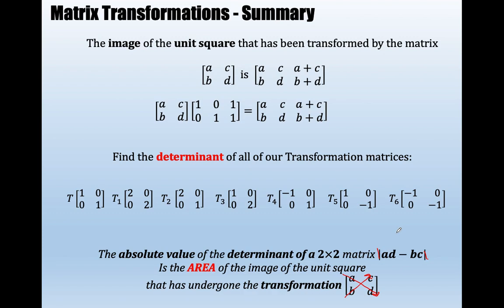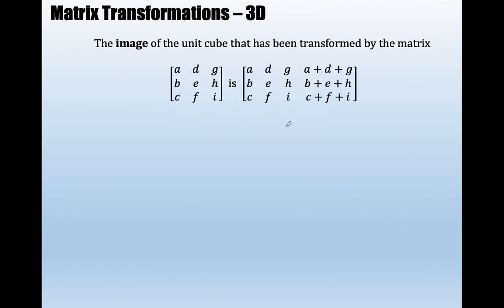Well, we've done a lot of work in 2 dimensions. This same thought process holds when we go to 3D. The image of the unit cube that has been transformed by this matrix, A, B, C, D, E, F, G, H, I, and remember the unit cube is from the warm-up: the unit vector 1, 0, 0, the unit vector 0, 1, 0, the unit vector 0, 0, 1, and then to make it a cube, 1, 1, 1.